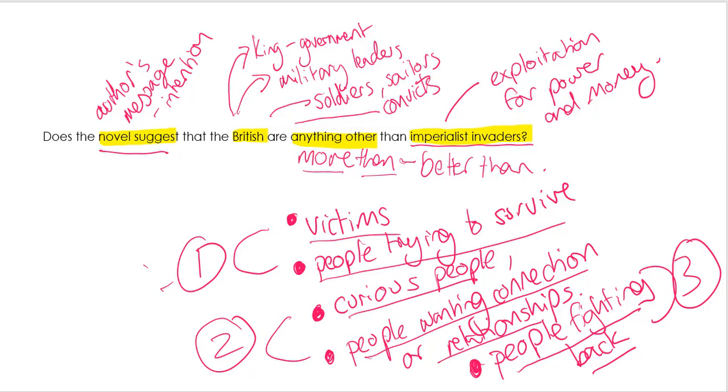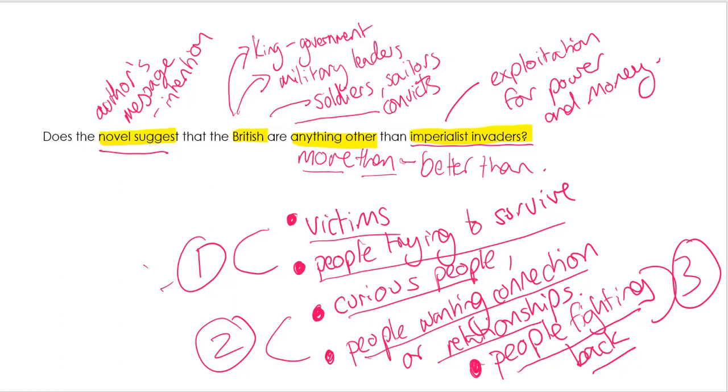And then finally, in this case, we've also got the convicts who are also British, but are clearly not imperialist invaders. They're not there by choice. And so when you start to look at this question, we know that some of the British are imperialist invaders. Definitely that was the agenda of the British government, that they wanted to go into this new land and take it over and exploit it, definitely. But is that all there is to it? And is that all Grenville thinks there is to it?